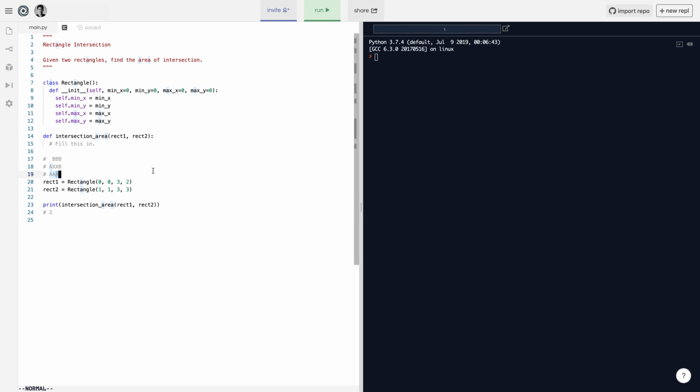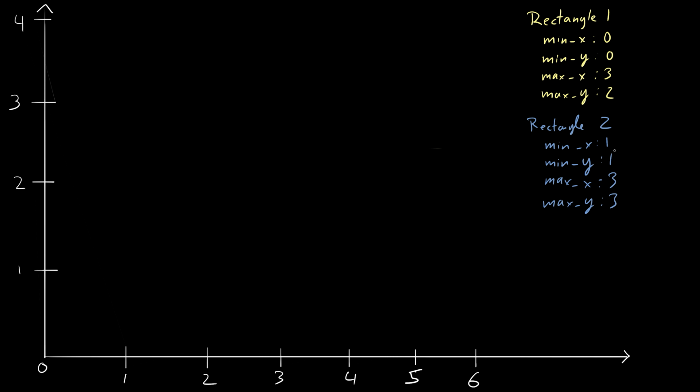Cool. Let's look at a drawing to make it a little easier to understand. Here we have two rectangles, a yellow one and a blue one. We're going to draw the yellow one. As you can see, min x and min y. What does that mean? Min x means the minimum x, and min y is the minimum y. So we could think of it as two extremities, this one and that one.